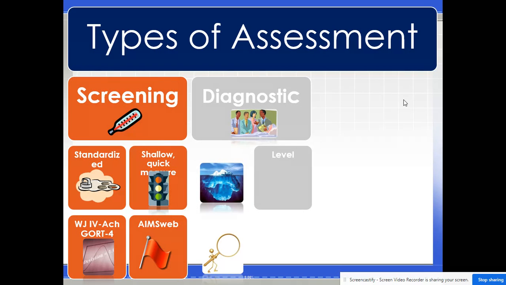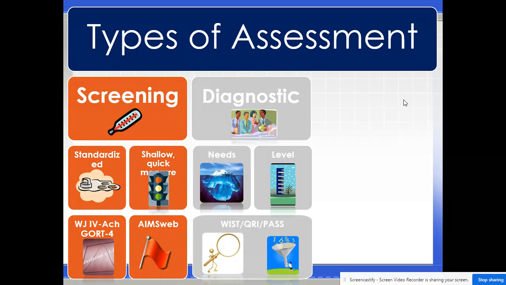Then we have diagnostic assessments based on need. It gives you a level, and lets you know how to funnel that information. So some examples of those are the WISC, the QRI, and the PASS, which is a diagnostic screener for phonics and phonemic awareness.